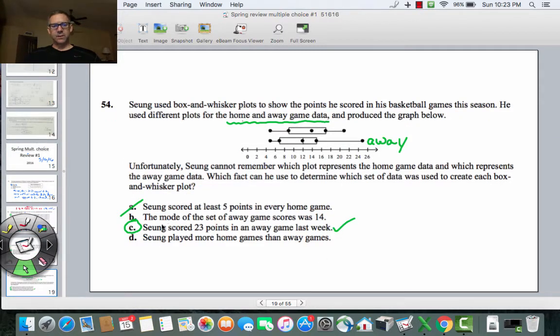This one, Sung, I'm not sure if that's how you pronounce his name, Sung scored 23 points in an away game. Well, this bottom one is the one it would have to be, and you can tell because if it has 23 points, this is the only one that actually has that high of a score. This one only goes up to about 21.